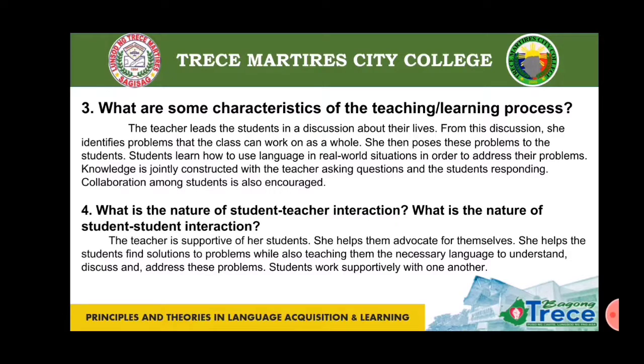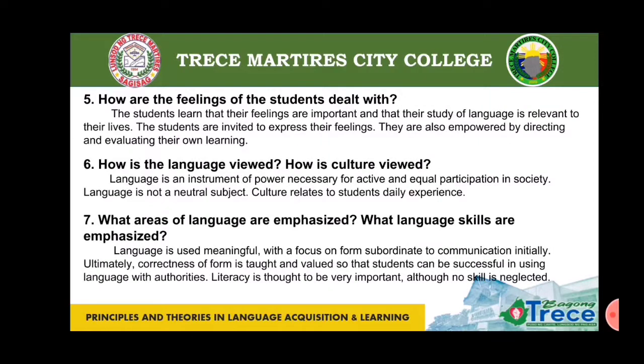He or she is supportive for his or her students, because he or she is the only parent in a classroom setting. Because kasi 'di ba, as a teacher mahalaga pa rin na tayo mismo yung nag-guide sa kanila to find solutions to their problems, and also teaching them the necessary language for them to interact with other people and with the whole world. So for the fifth, how are the feelings of the students dealt with?